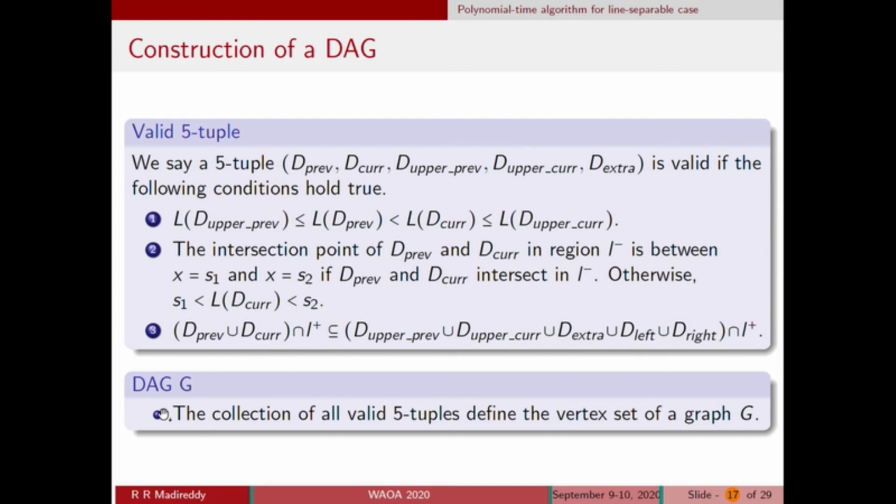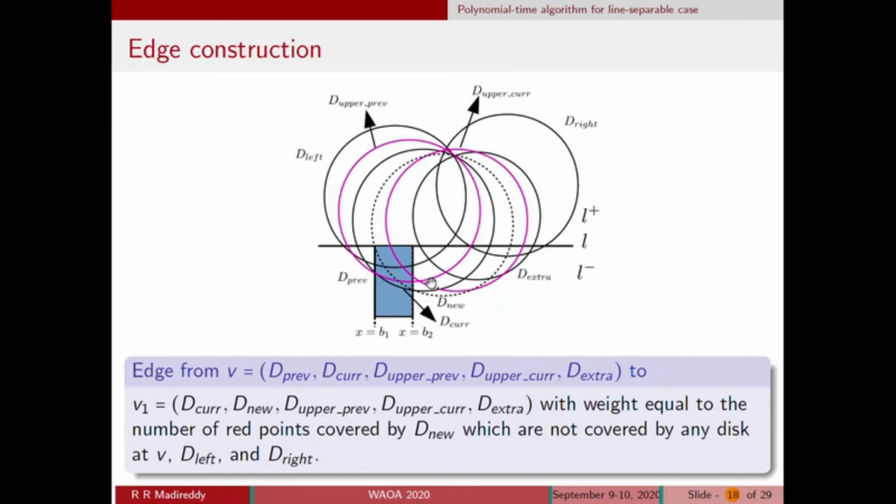Now we construct a DAG, the directed acyclic graph G. The set of vertices is the collection of all valid five-tuples. Next we construct edges. Let's consider the vertex V: D previous, D current, D upper previous, D upper current, D extra. There are two situations. One is that D current is the same as D upper current, or D current is different from D upper current. In the first case, D current and D upper current are two different disks.